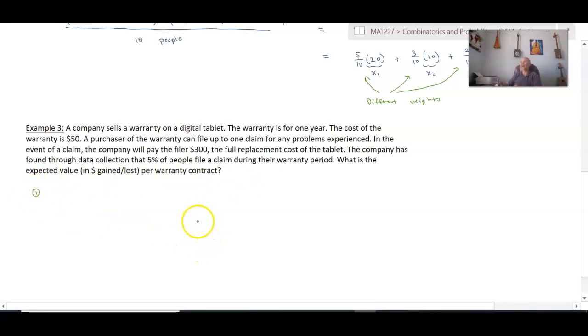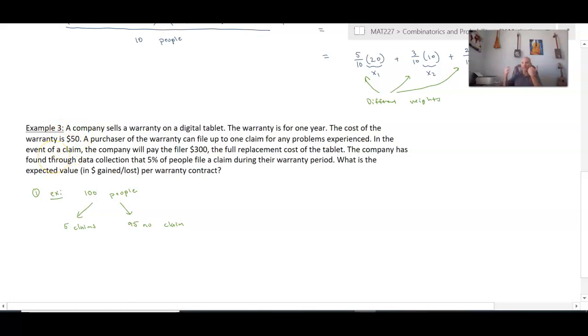is to think about the fact that if we had 100 people, I pick 100 people because we're talking about percentages here, then what I would expect is that 5 people would file a claim and 95 people would file no claim. Well, for the 5 people that file a claim, let's see what they pay versus what they receive. Okay, so for the 5 claims, we're still going to collect $50.